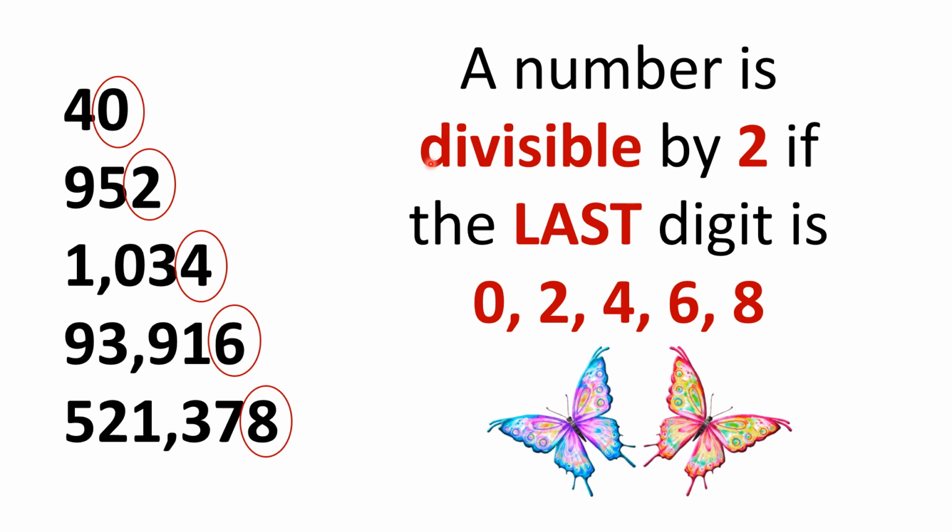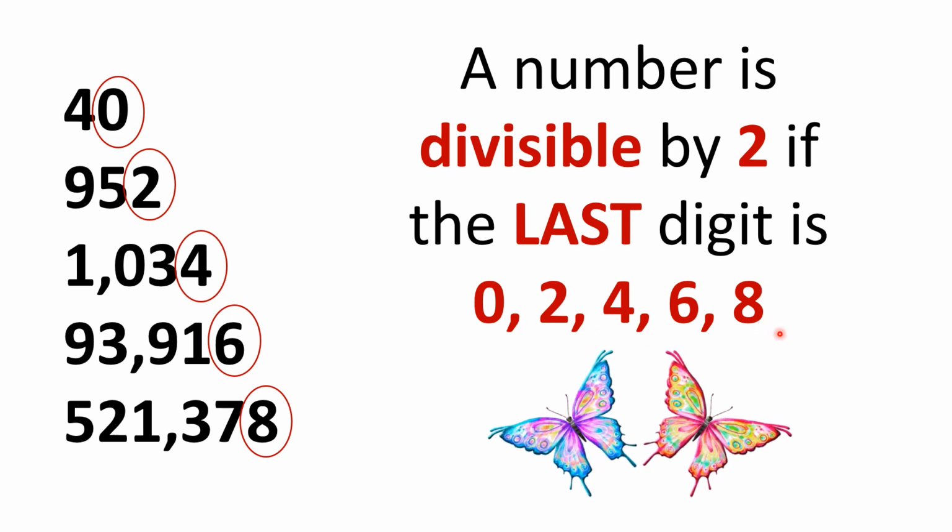Let's have another example of divisibility rule for 2. Look at the last digits of these numbers. We have 40, 952, 1,034, 93,916, 525,378. All these numbers end with 0, 2, 4, 6, 8. Therefore, these numbers are all divisible by 2. Remember the rule. A number is divisible by 2 if the last digit is 0, 2, 4, 6, and 8.